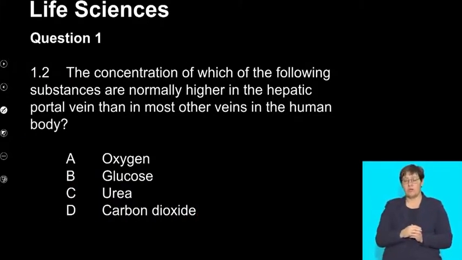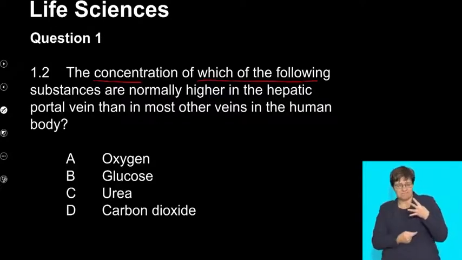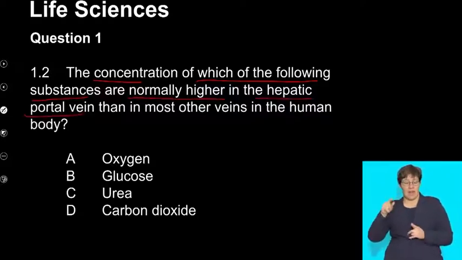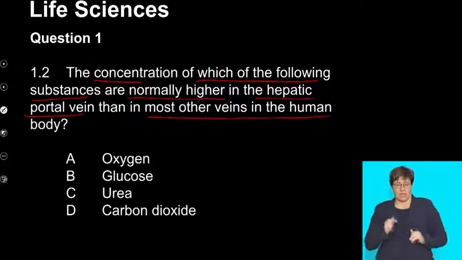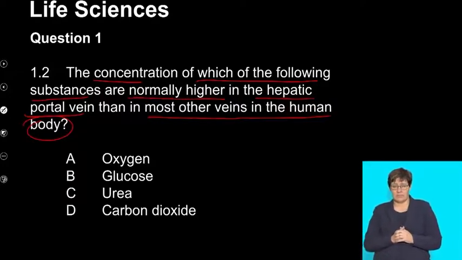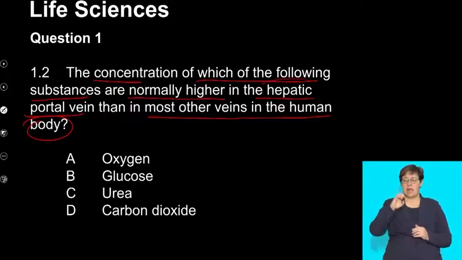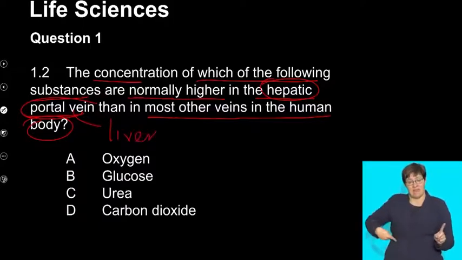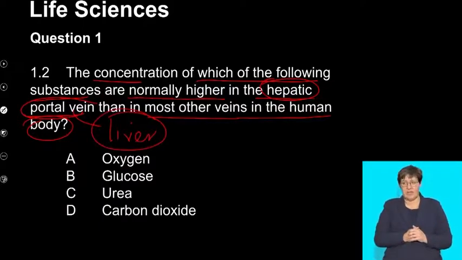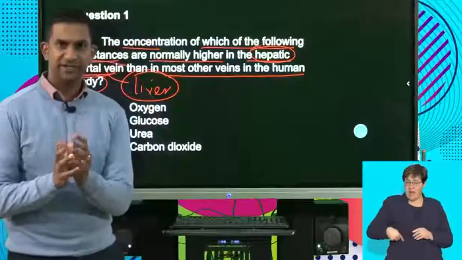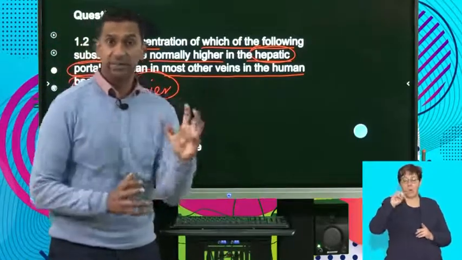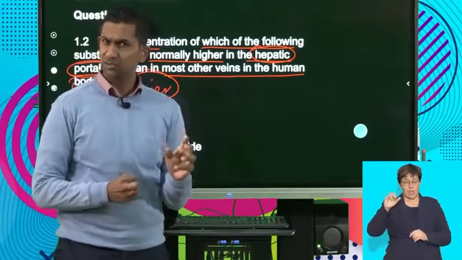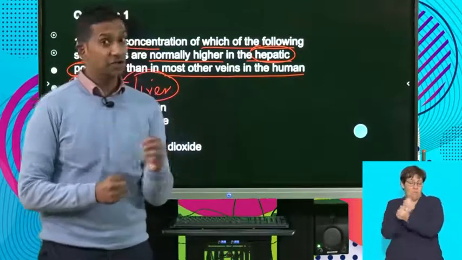The question reads, the concentration of which of the following substances are normally higher in the hepatic portal vein than in most other veins in the human body? So guys, if we look at the hepatic portal vein, the word hepatic refers to the liver. Okay? So remember that the function of the liver is to break down excess amino acids. So we refer to that as the deamination of excess amino acids. It also plays an important role in the removal of toxins from the body.